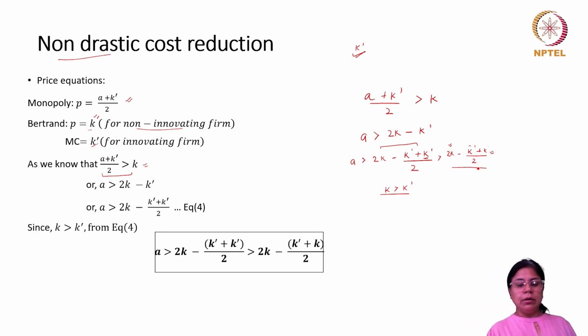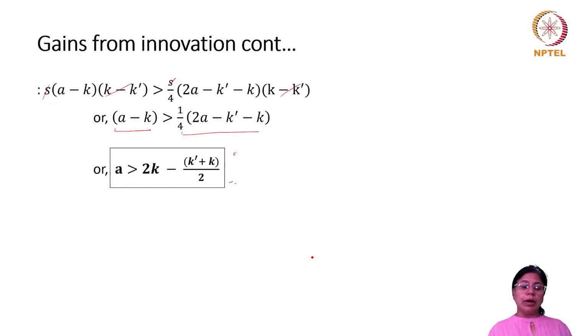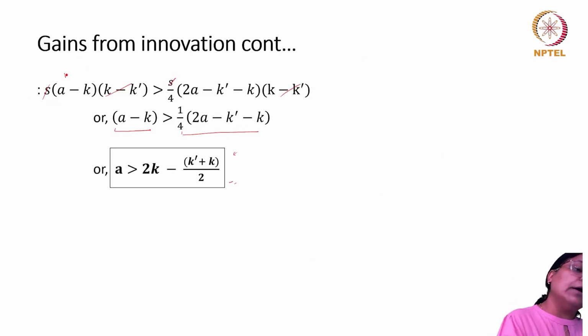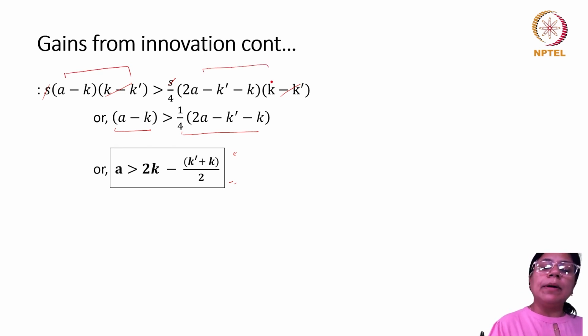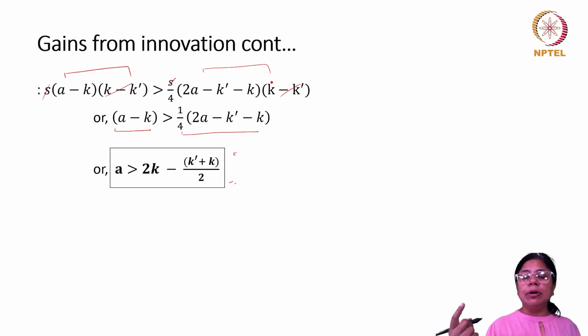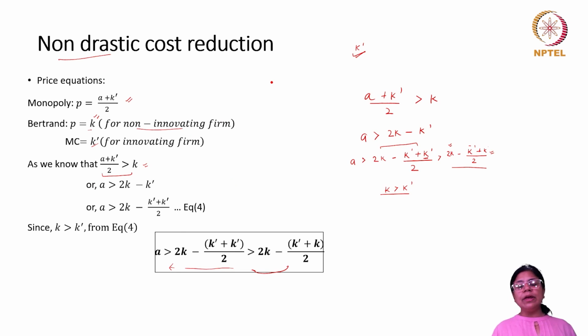If we plug this in here, we get our result that A is greater than 2K minus K prime plus K by 2. This shows us, and why were we trying to do that? Just to revise, we were trying to do this because this was the term we were getting from the profit made by a competitor vis-a-vis the change in the profit enjoyed by the monopolist if he or she engages in innovation. So through this we can very clearly show that the incentive, the motivation of a competing firm is rather large as compared to that of a monopolist.